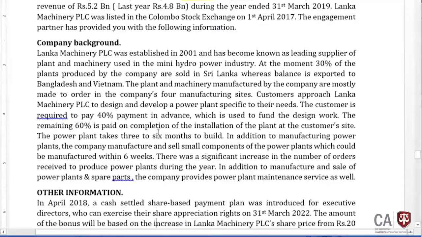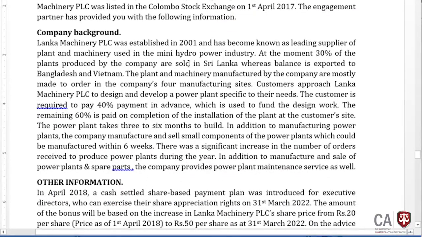Then the company's history. This company was established in 2001. What is the industry they are in? They are the leading supplier of plant and machinery used in the hydropower industry. I highlight the industry because you must ask whether this is a simple or complex industry. The nature of the business suggests it's high risk. Inherent risk is high if you apply theory, because if they are producing machinery, for example, how do they measure the stage of completion? Can there be work in progress at a time? How do they recognize the revenue? Those basic questions you should ask.